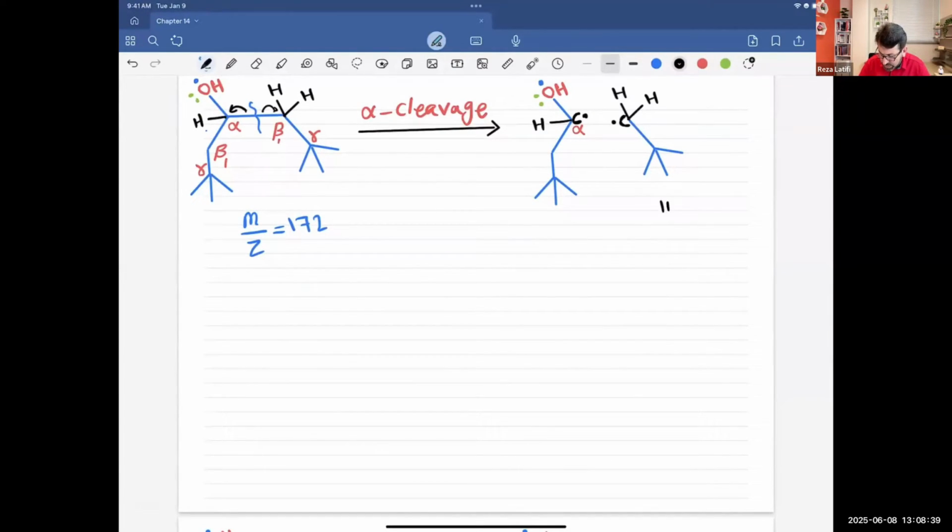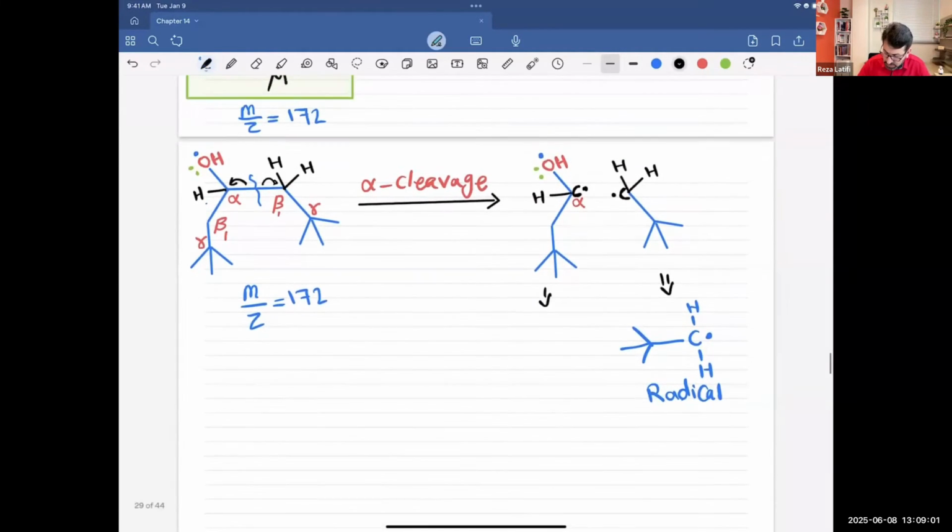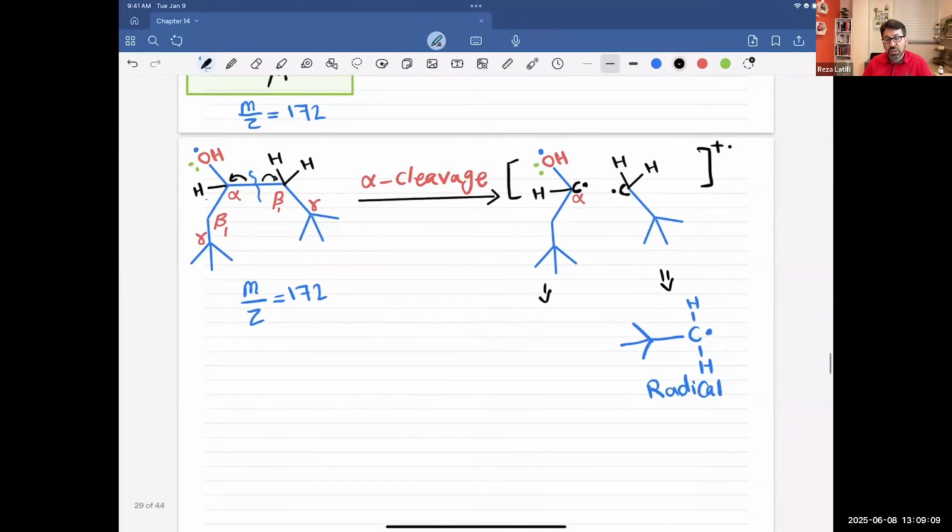Okay, this one will be a tertiary butyl group, and then we will have CH2 and one electron, so that's a radical. We're not going to see this radical. But now what will happen to this species? Until now, the charge is plus dot. I want to say that I'm dealing with a radical cation.